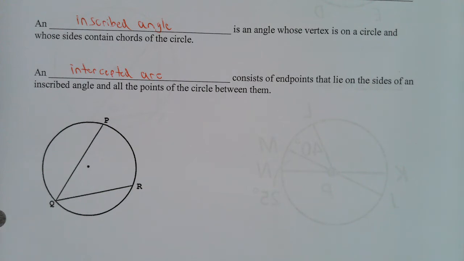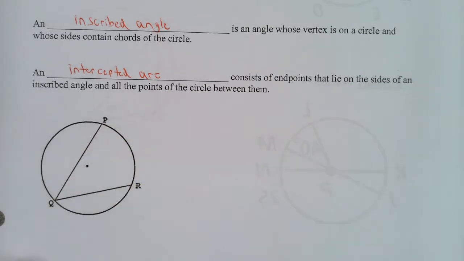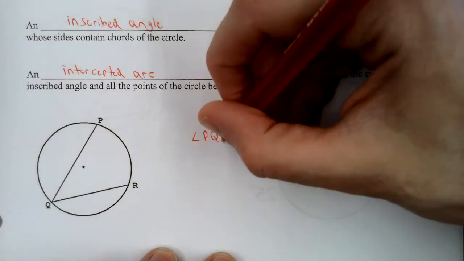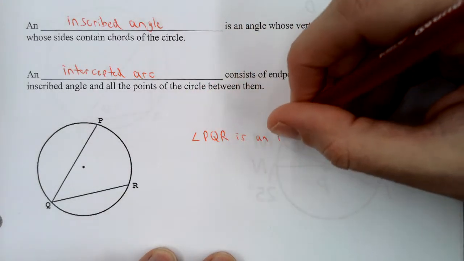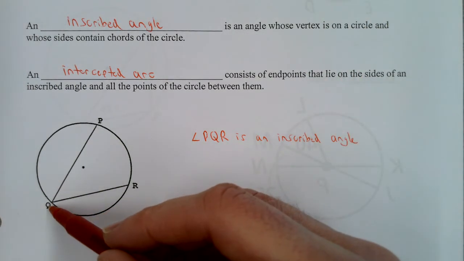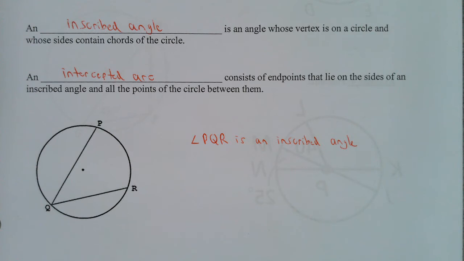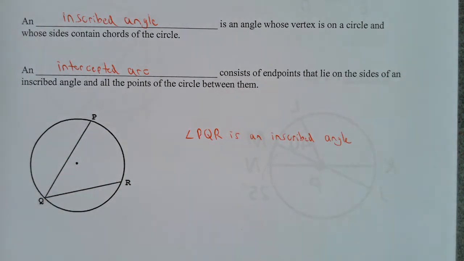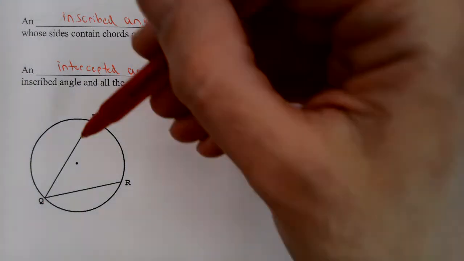them. So, for example, PQR is an inscribed angle, okay? Angle PQR is an inscribed angle because the vertex is on the circle and its sides are chords of the circle. A chord is a segment whose endpoints are on the circle. So PQ is a chord, QR is a chord, and PR is the intercepted arc.